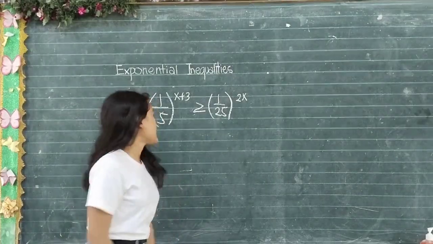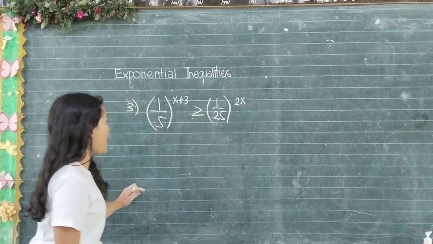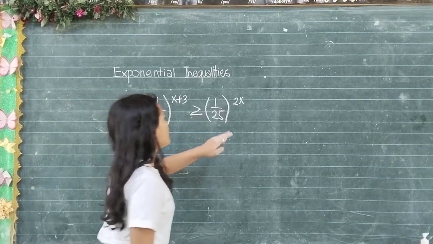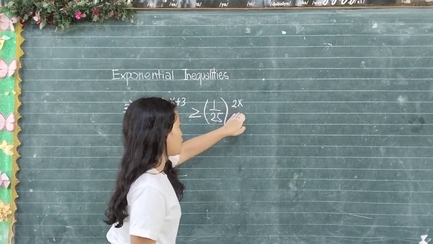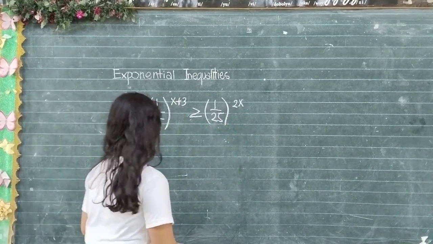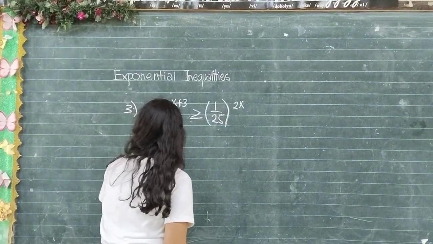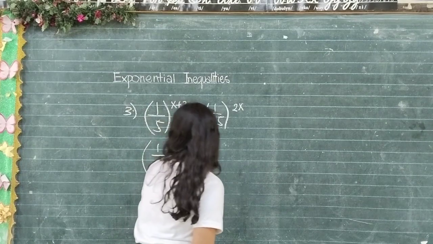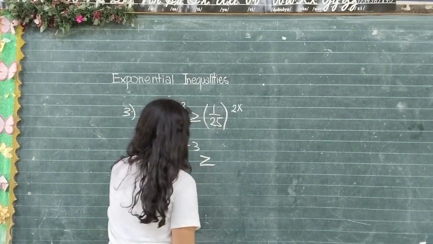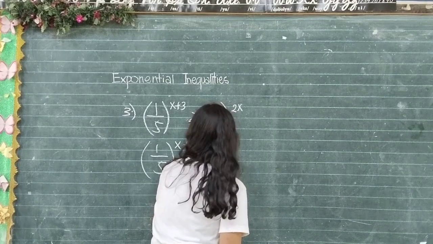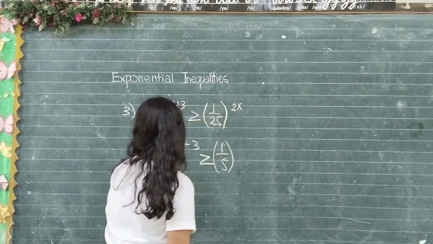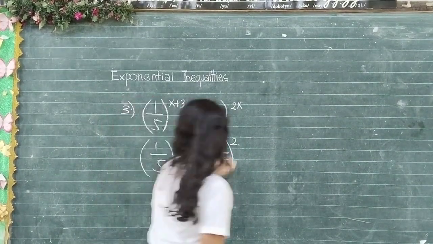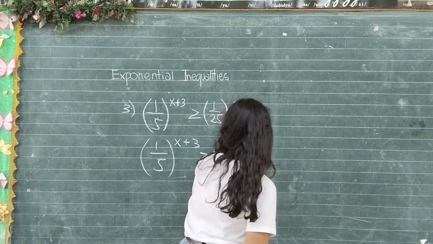So, let's solve for number 3. The given for number 3 is 1 over 5 raised to the power of x plus 3 is greater than or equal to 1 over 25 raised to the power of 2x. So, what we do is 1 over 5 raised to the power of x plus 3 is greater than or equal to 1 over 5 raised to the power of 2, since 5 times 5 is equal to 25. Then copy the 2x.